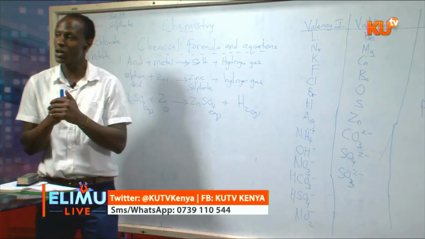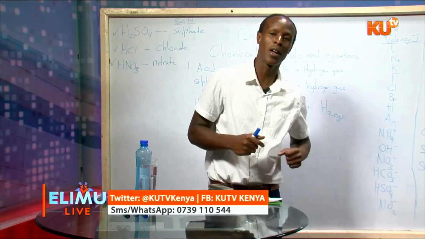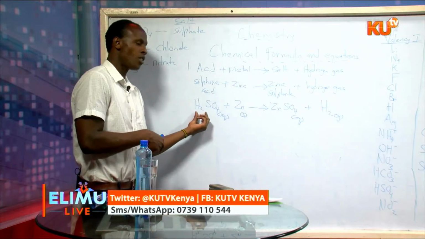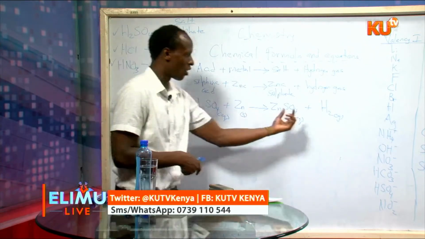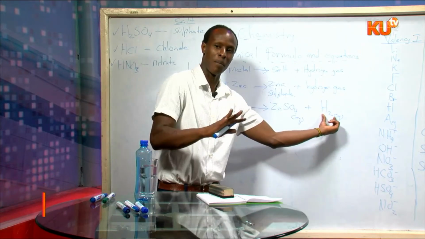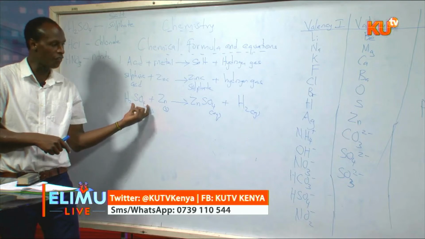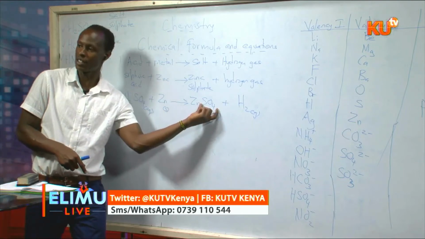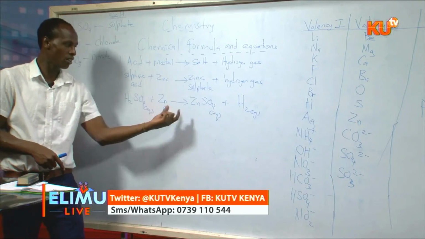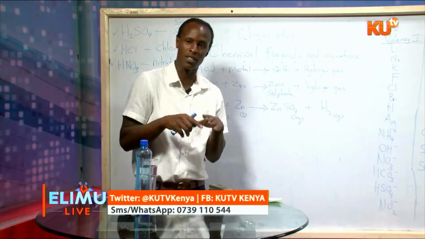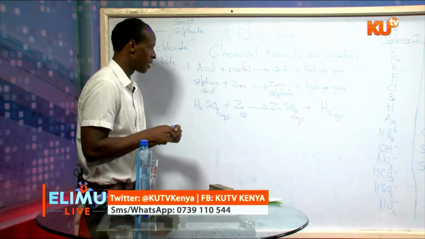Another thing after writing a chemical equation is to balance it. So how do we check if the chemical equation is balanced? On this side, I have 2 hydrogens. On the other side, I have 2 hydrogens. Hydrogens are balanced. Sulfate is SO4. I have 1 sulfate on each side. Zinc, 1 and 1. So all the elements in that reaction are balanced, and we don't need to put any other number.